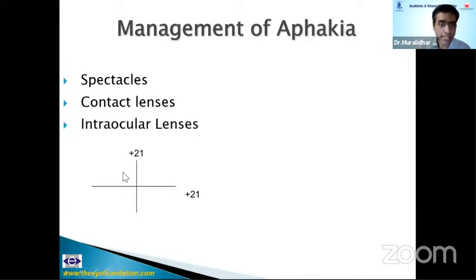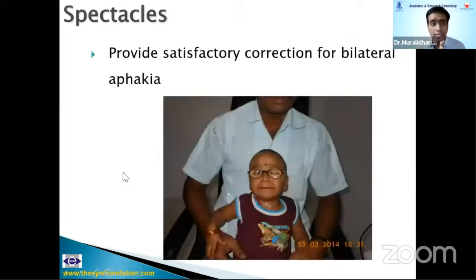Contact lenses, I have very little experience. I would request the SN faculty to comment on this. I've given for 1 or 2. I prefer the Silsoft lenses. For bilateral aphakia, there's no debate. For less than 1 year, we would give aphakic glasses, and also for the less than 9 millimeter.